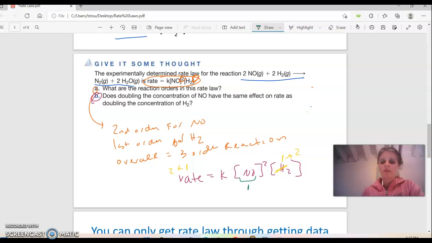If NO is 1, 1 to the second is 1, so my rate would be 1. Well, what if I make the concentration of NO 2? Now I've got 2 to the second. That won't just make it twice as fast, it'll make it 4 times faster. So the order of the reaction tells us how fast a reaction will go depending on what you do to the concentration. So my answer to B would be no. Doubling one does not have the same effect as doubling the other because they are different orders of reaction. One's first order and one's second order. So one will double, but the other will quadruple if you double the concentration.